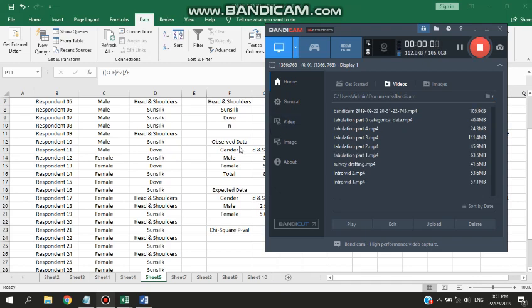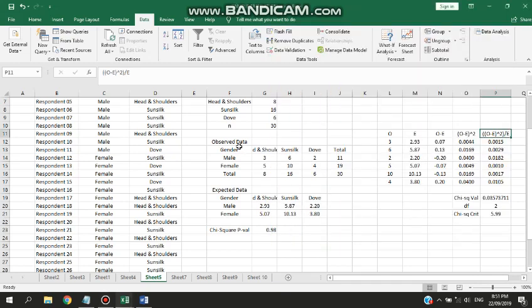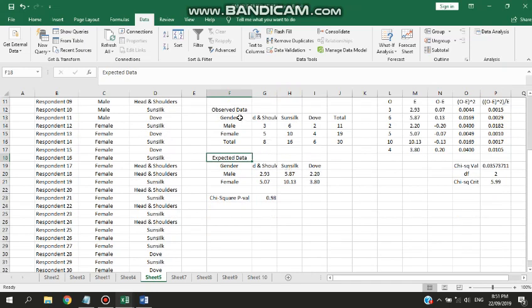Okay, in conducting chi-square tests in Excel, you have to have the observed data and expected data. So I made a table again for this. The first column is gender, male and female. The second, third, and fourth columns are the brands of shampoo: Head and Shoulders, Sunsilk, and Dove. I want to count how many males chose Head and Shoulders, how many males chose Sunsilk, how many males chose Dove, and how many females chose Head and Shoulders, Sunsilk, and Dove.